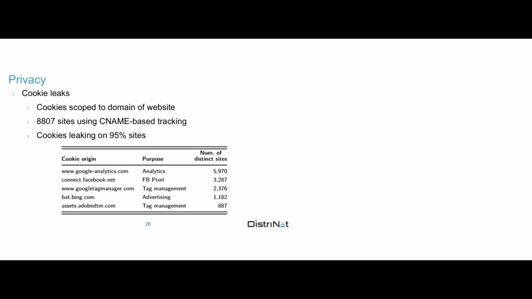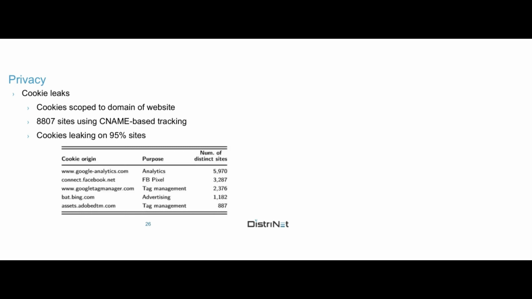First of all, we had a look at cookies leaking to the third-party tracker, to the CNAME-based tracker, sorry. So this was because cookies that are set by other first parties or by the website itself are scoped to the domain of the website. So we had a look at almost 9,000 websites that were using CNAME-based tracking, and we found that on 95% of them, at least one cookie was leaking to the CNAME-based tracker.